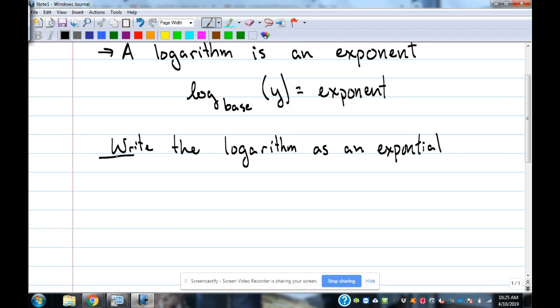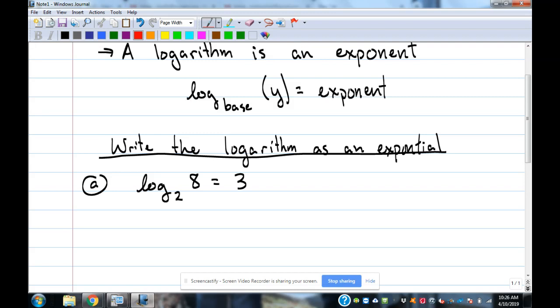Okay, and it's all based on this equation up here. The log base is going to be the base of the exponential. What it's equal to is going to be the exponent that goes on that base. All right, so take the first example here. Log base 2 of 8 is equal to 3. That's the logarithmic statement. We want to convert that into an exponential statement.